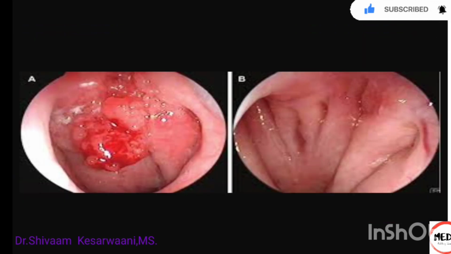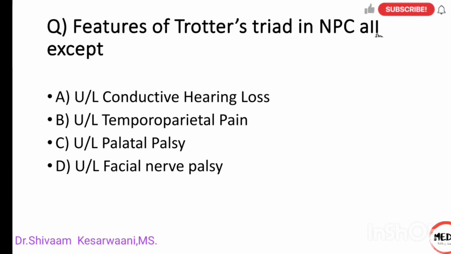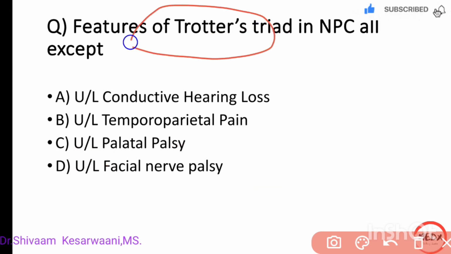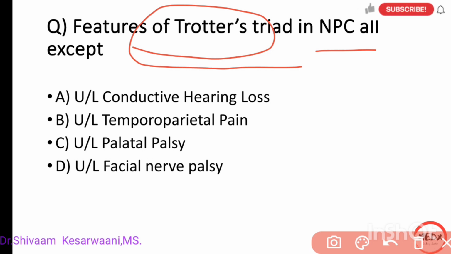An important point to know here is that the first node that the nasopharynx drains into is the retropharyngeal lymph node of Rouviere, but we are not able to see these retropharyngeal lymph nodes. What we see are the level 2 and level 5 cervical lymph nodes. Now again a very important question, students, is the features of Trotter's triad. One triad in ENT is seen in nasopharyngeal carcinoma. So the features of Trotter's triad in NPC are all except.